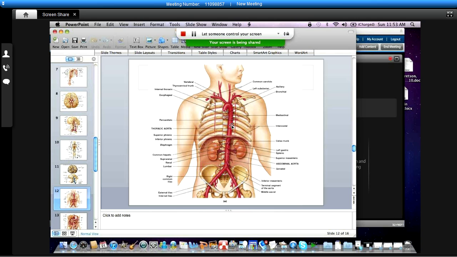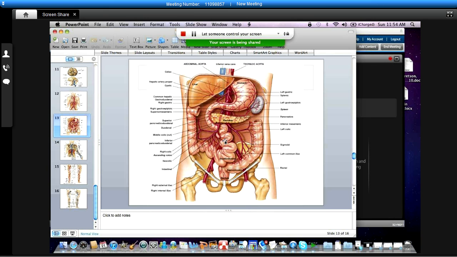As we go down the abdominal wall, there are not any branches as it comes off the thoracic aorta, but as we get into the abdominal aorta, you can see one of the major trunks is the celiac trunk that comes off the abdominal aorta.